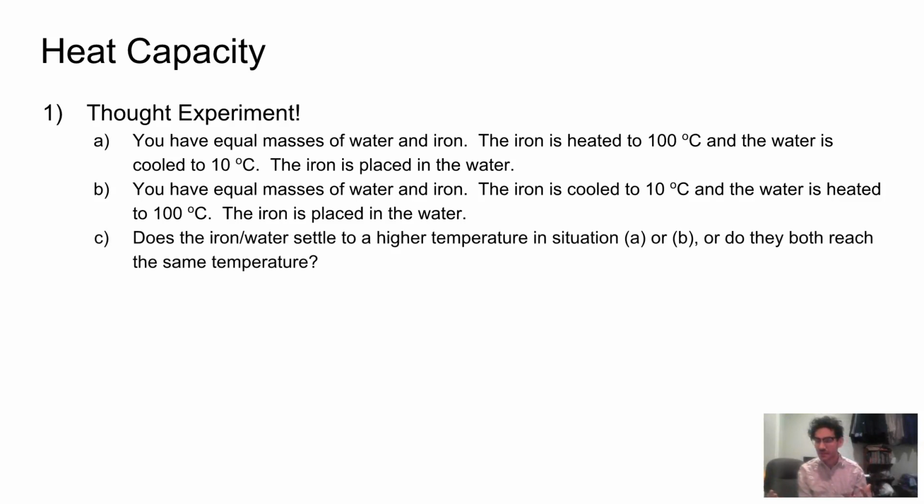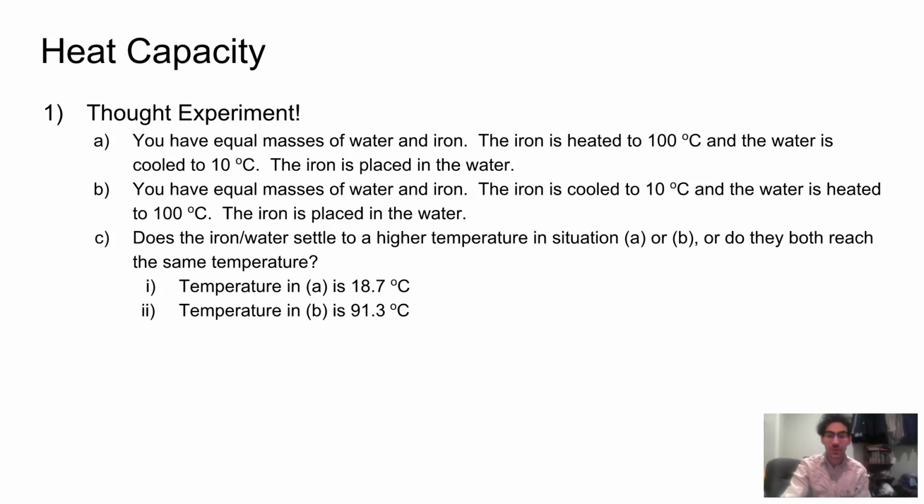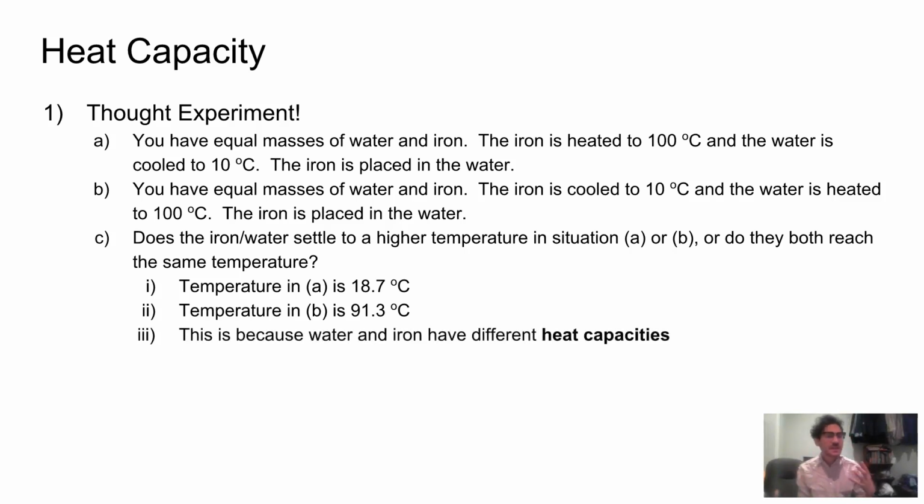In which case, situation A or B, do you think we're going to have a higher temperature? Or do you think in both of these situations we'll end up with the same temperature? Pause the video and think about that. Well, it turns out in situation A, we're going to end up with a pretty low temperature. Water's only going to heat up a little bit. And in situation B, the water is only going to cool down a little bit. So that's pretty wild. The reason we don't end up with the same temperature in both of these situations is because iron and water have different heat capacities.